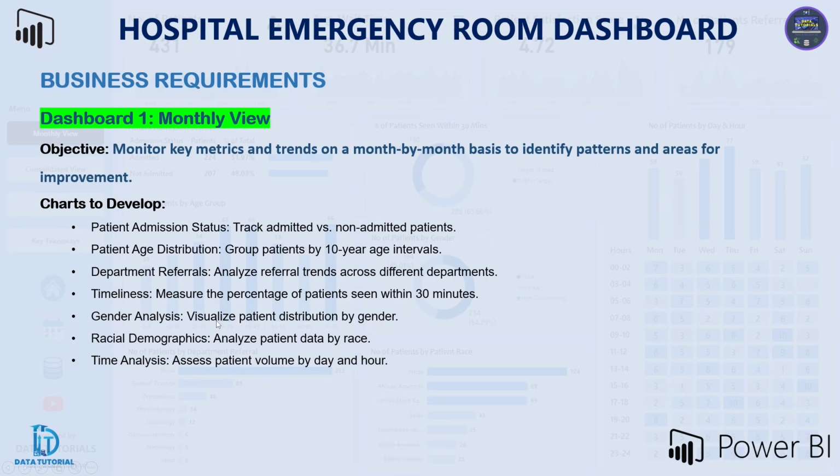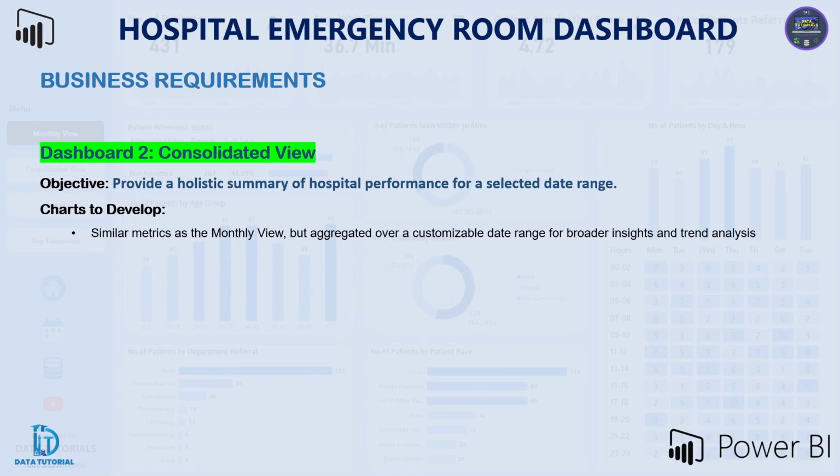Then the gender analysis we have to do, where we have to distribute the patients by gender. Okay. Then the racial demographics is nothing but, based on the race of that particular patient, we will see. And the time analysis, which is the most important, where we have to see the volume of patients visiting that particular ER by day and by hour, right? So this is what we are going to design in our first dashboard, which is nothing but the monthly view, right? The second is the consolidated view, where a holistic summary of that entire hospital will be there. And here we are going to give an end and start date where a user can see the data.